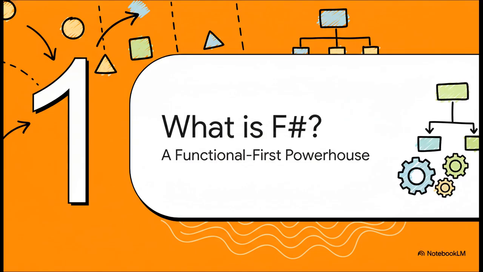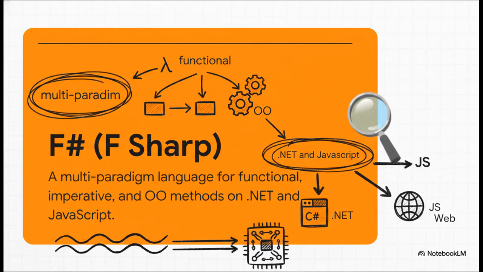Okay, so let's get properly introduced. What is this language that promises so much? Now, this is the official definition, and I know it's a bit of a mouthful. But the key phrases to latch onto here are multi-paradigm and .NET and JavaScript. Multi-paradigm just means you're not locked into one style of coding. You can do functional, object-oriented, whatever fits the problem best. And because it works with .NET and JavaScript, it's super versatile, running on the same platforms as C#, and even being used for front-end web dev.